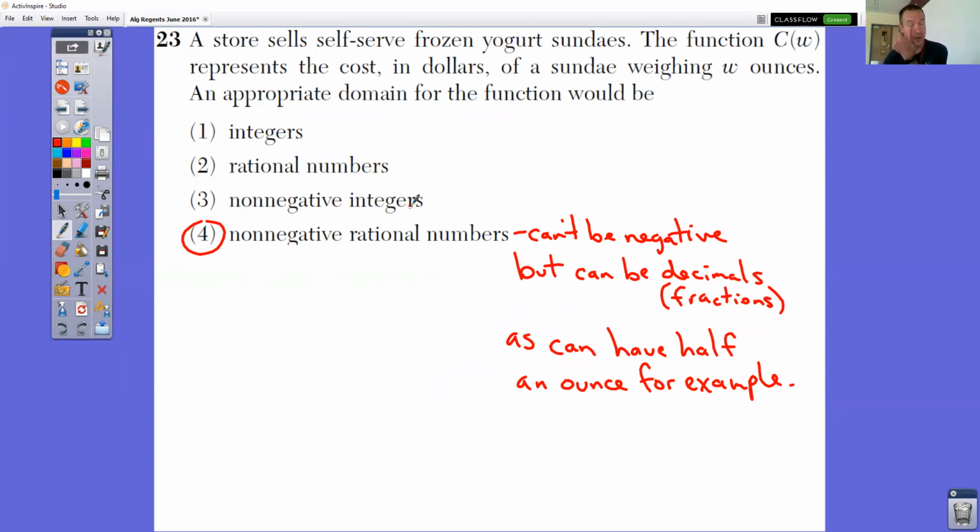Non-negative integers. Well, it wouldn't be integers only, because can you have a half of an ounce? Sure, you can. All right. Sundaes, when you scoop out ice cream from a tub, it doesn't have to be exactly an ounce. It could be 1.5 ounces. It could be 1.25 ounces. It could be 3 2/3 ounces. All right. Or anything in between. So number 4 would make the most sense. Non-negative. It can't be negative, but it can be partial numbers.